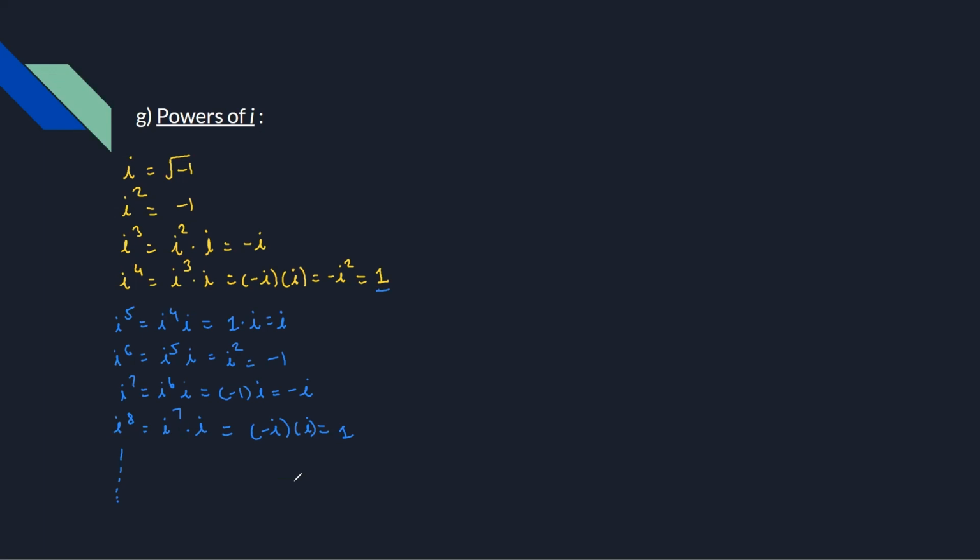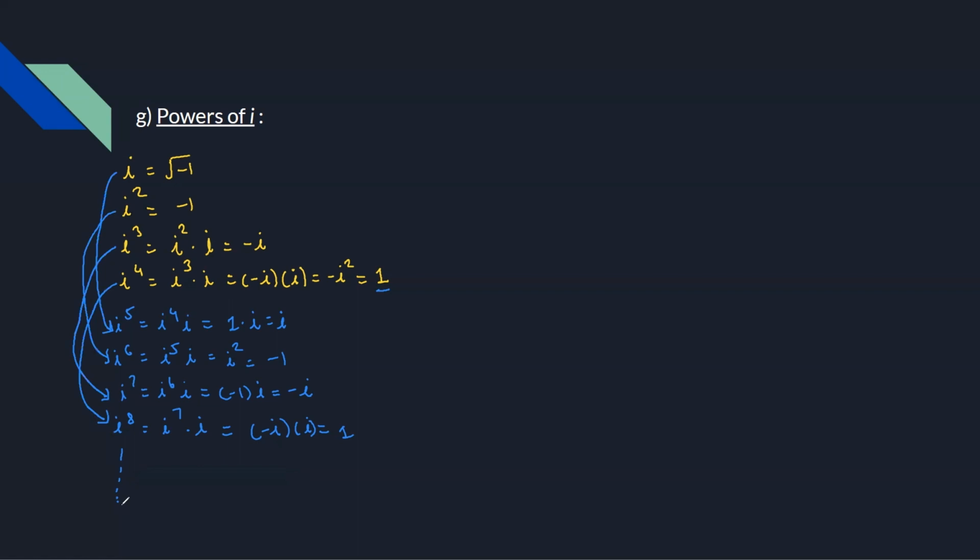Now if you observe these powers carefully, what you will observe is I power 1 is equal to I power 5. These values are equal. Then I square is equal to I raised to 6; these are minus 1. Then I cube is equal to iota raised to 7. Then iota raised to 4 is equal to iota raised to 8. So you can observe that these values are equal, and if we continue henceforward, we would be getting similar values.